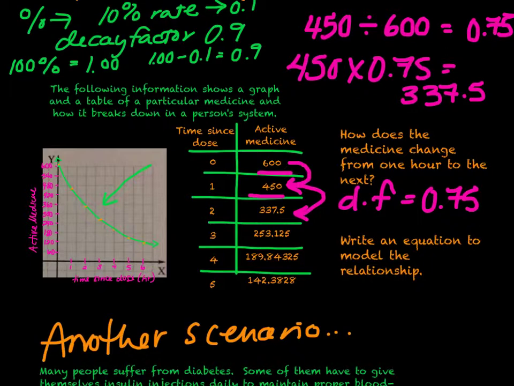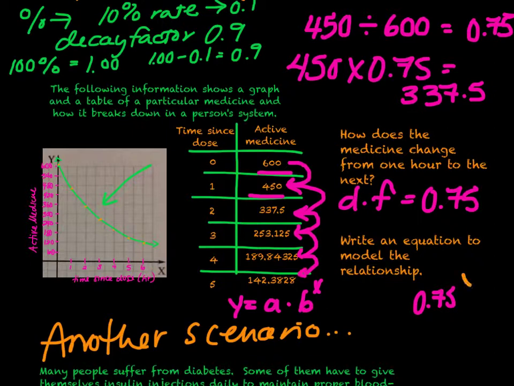The next part, it says write an equation to model this relationship. And with exponential growth equations, we could use this equation: y equals a times b to the x. And we can do the same thing with exponential decay functions. The only difference is instead of a number greater than 1 as our growth factor, we're going to have a number less than 1 as our decay factor. So we've already said that our decay factor is 0.75, and we would be doing that over and over again to get the next few numbers in this situation.